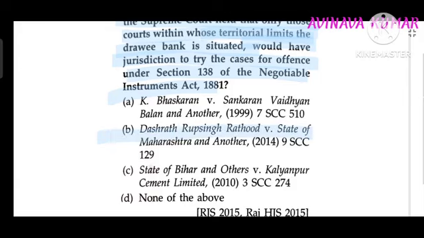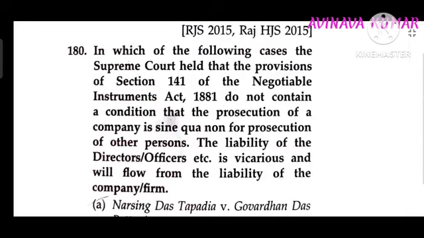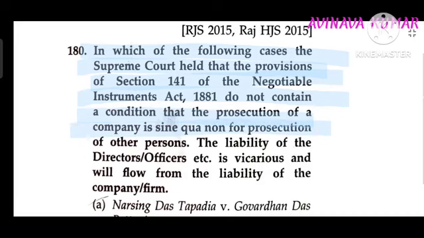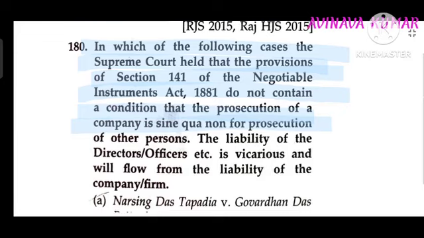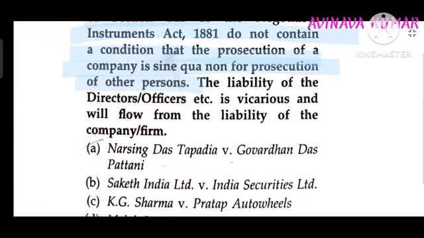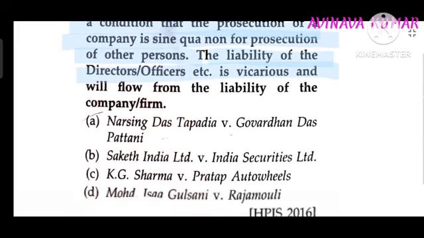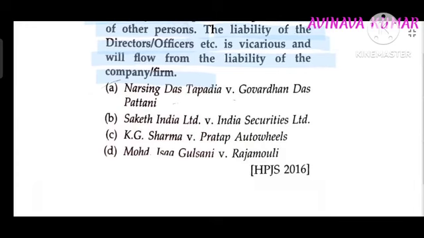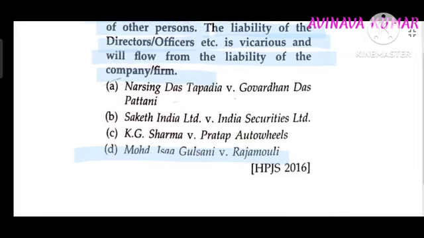Darsrat Roop Singh Rathod versus State of Maharashtra and another. In which one of the following cases did the Supreme Court hold that the provision of section 141 of NIA does not contain a condition that prosecution of the company is sine qua non for prosecution of other persons? The liability of the director etc. is vicarious and will flow from the liability of the company and firm. Muhammad Isa Kushani versus Raja Mouli.